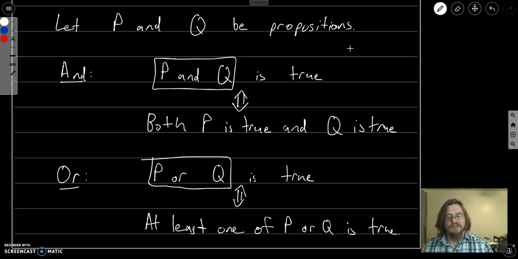And this is where things get a little bit tricky. I use the word or in my definition, but hopefully we can see what's going on. And requires both things to be true, or is just at least one of them. So let's put this into a table.